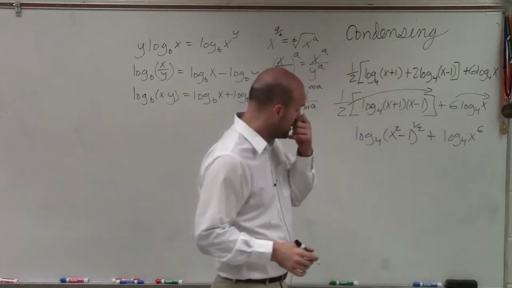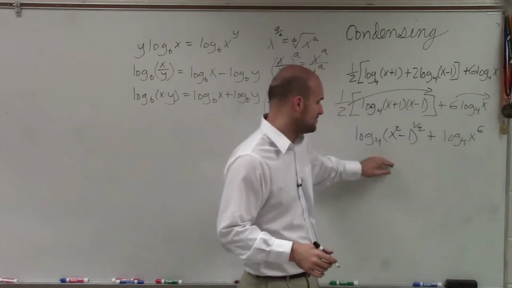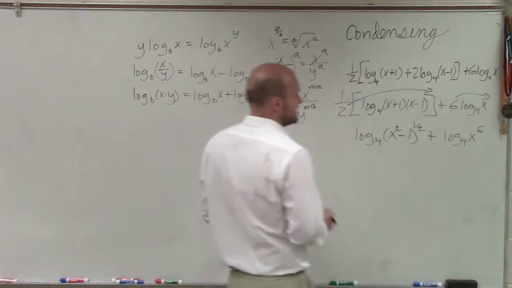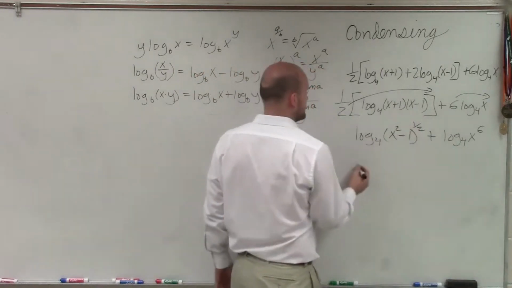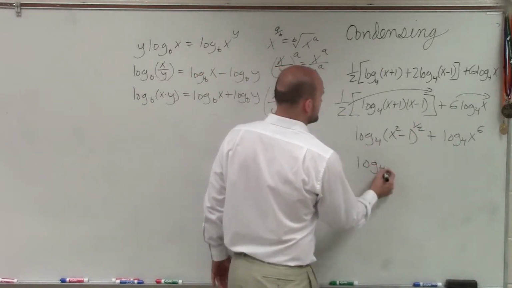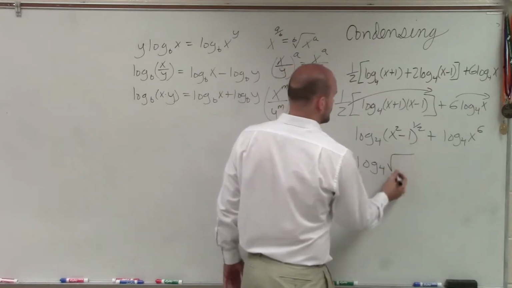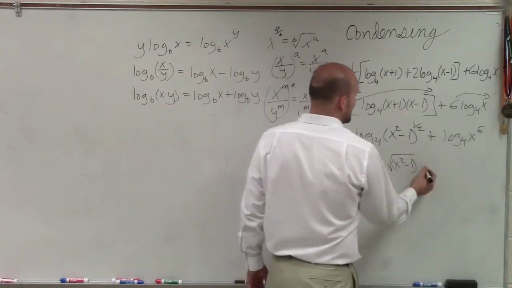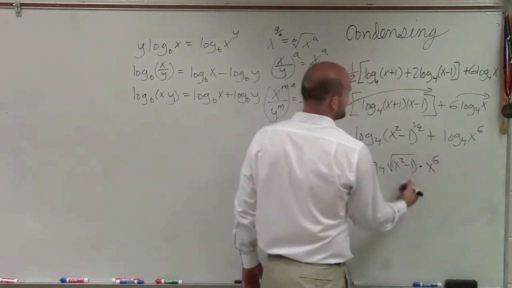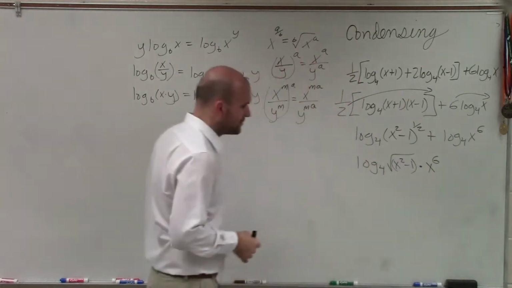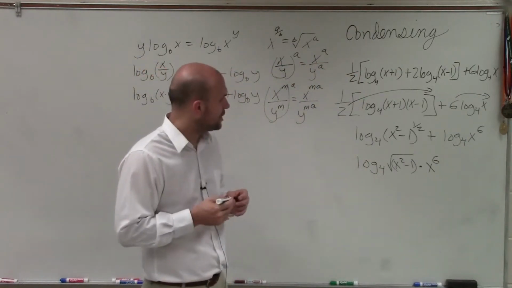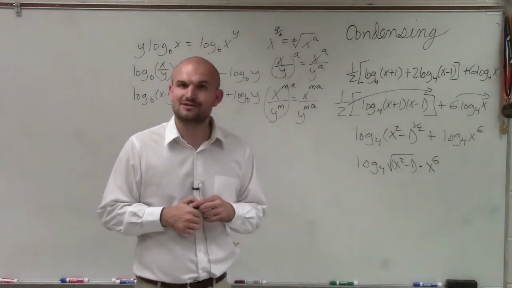Now again, remember, you can see here, now I have two logarithms, and I'm dealing with the sum of the two logarithms, so I can rewrite that as the product. But before I do that, I'm going to rewrite that as 1/2. So that'd be log base 4 of the square root of x squared minus 1, which you cannot simplify, times x to the 6th, which is outside of the square root. So there you go, ladies and gentlemen. That is how you condense a logarithmic expression into one single expression.